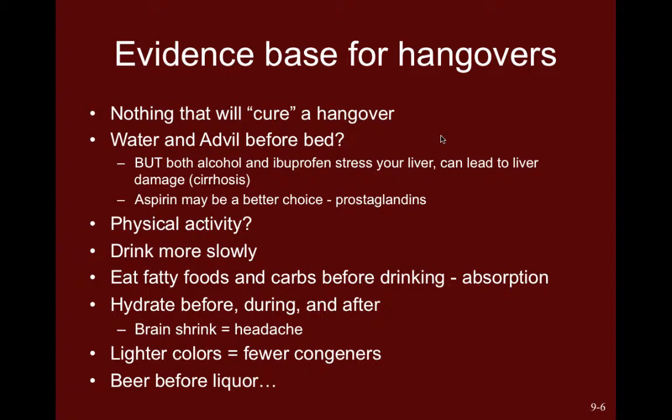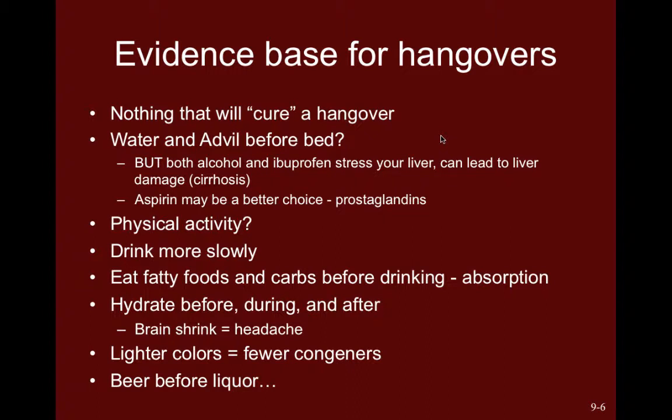There's some evidence that drinking water and taking Advil before bed may help with these symptoms the day after, but an important warning: both alcohol and ibuprofen stress your liver. They require metabolism in the liver, so doing this on a regular basis, exposing your liver to alcohol and ibuprofen at the same time, can lead to liver damage.